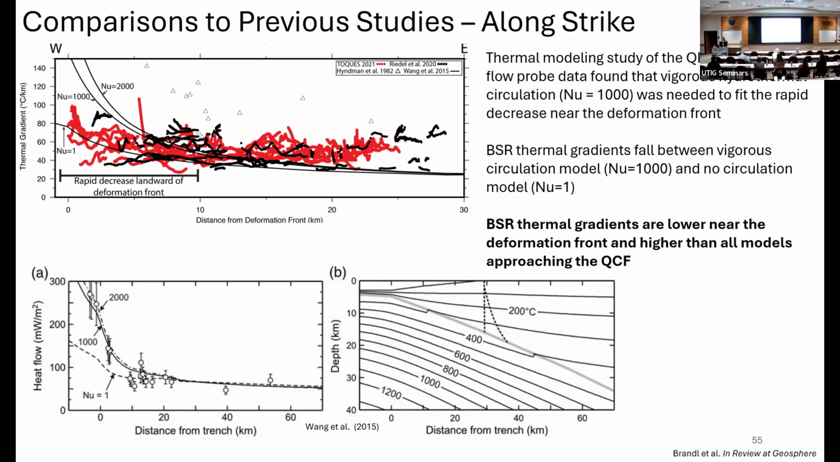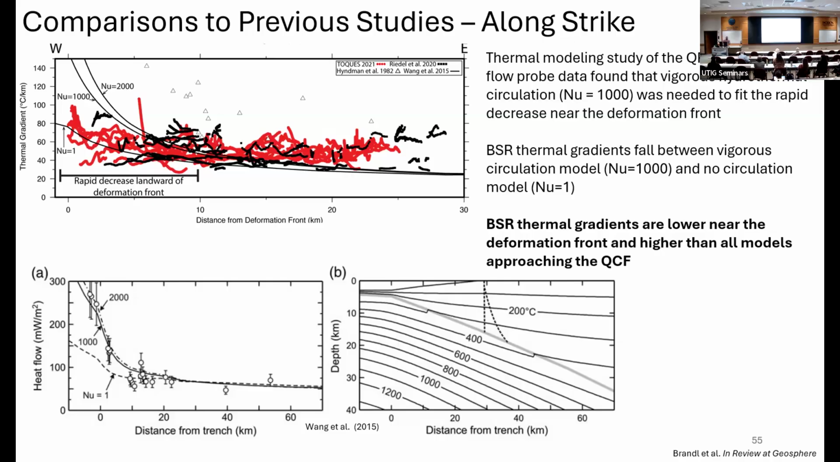Now, we do see this rapid decrease at the deformation front of maybe nearly 50% in the thermal gradients. However, by just comparing apples to apples, their heat flow curves converted to thermal gradient to our observations, we find that the thermal gradients really don't fit their ideal model, this nu equals 1000 model. We fall somewhere in between vigorous hydrothermal circulation and no hydrothermal circulation.